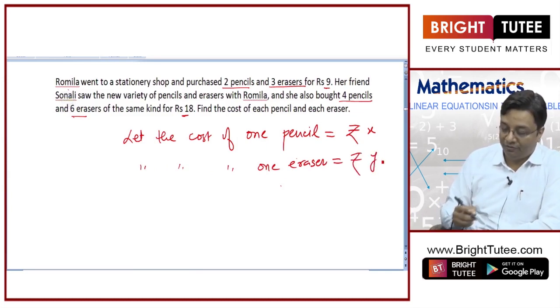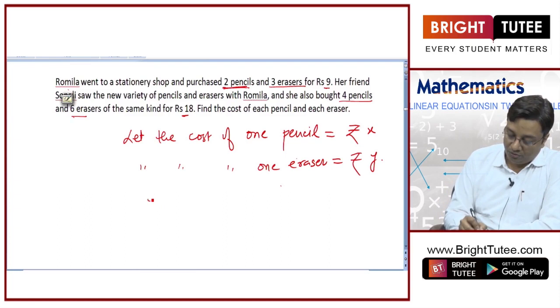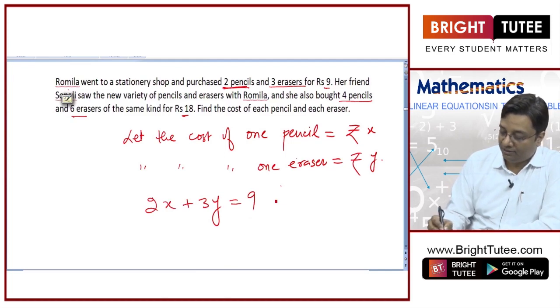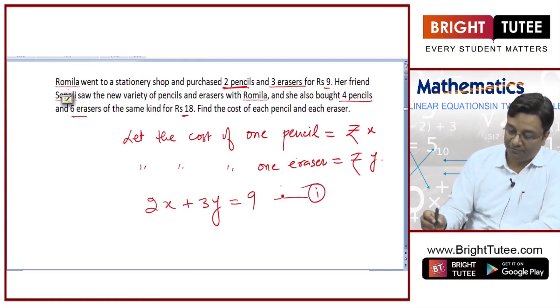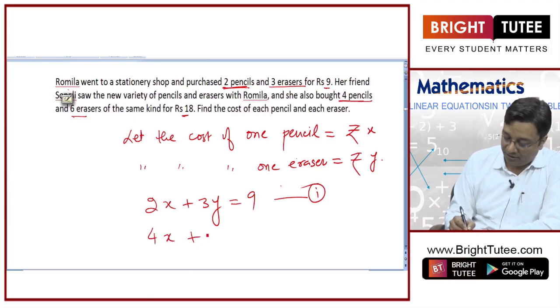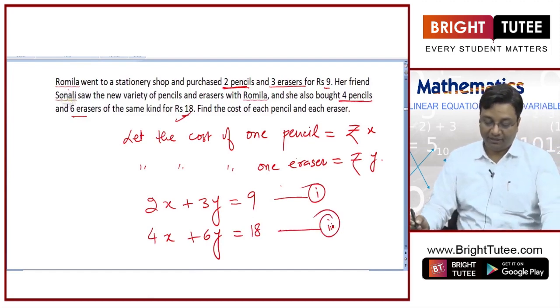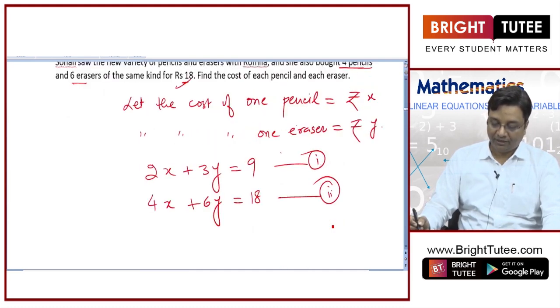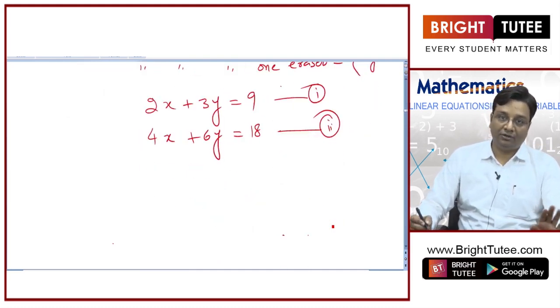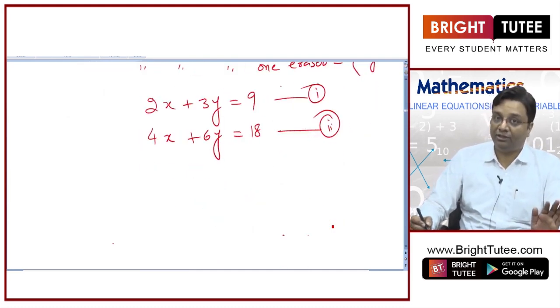So which equation did we form? 2 pencils and 3 erasers for ₹9 will mean 2x plus 3y equal to 9. So this will give me my first equation. 4 pencils and 6 erasers will mean 4x plus 6y is equal to ₹18. Okay, this is my second equation. Now I need to solve these equations using the method of substitution.